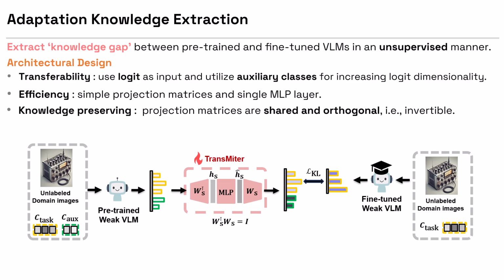For efficiency, the model is composed of only simple projection matrices and a single MLP layer, which minimizes additional inference cost. Finally, to preserve pre-trained knowledge, the inner and outer projection matrices are shared and orthogonal, which ensures they are immutable and retain the original model behavior.